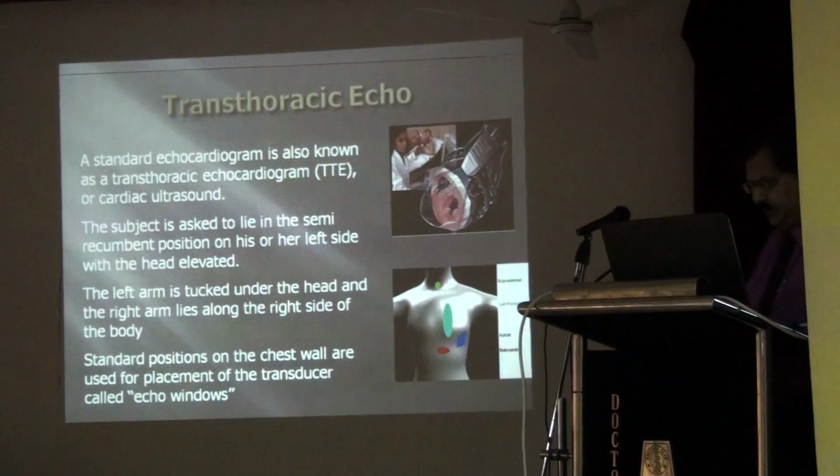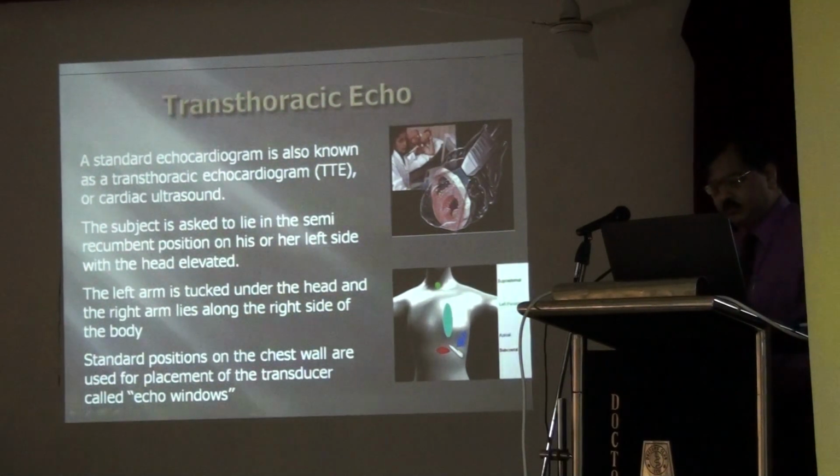The common windows, as shown diagrammatically here, are the parasternal window, the apical, the suprasternal, and the subcostal. These are the 4 common windows we use for the day-to-day clinical application of echocardiography.